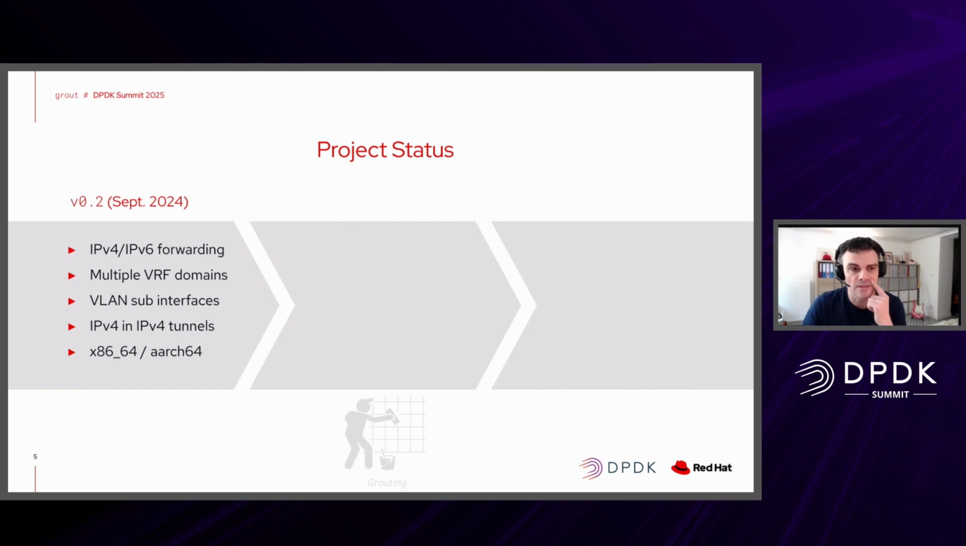Where did we start last year? In September, we had V4 and V6 IP forwarding, multiple VRFs. We had some VLAN support and a proof of concept for IP in IP V4 tunnels.